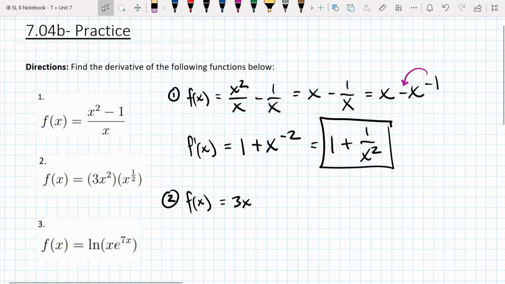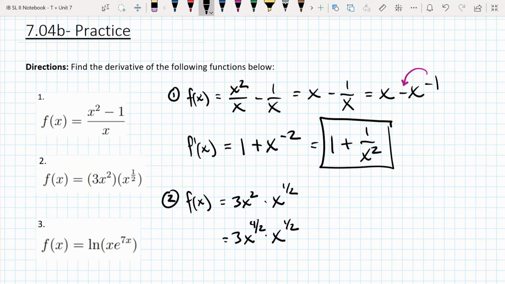So we have 3x squared times x to the 1/2. Well, this is the same thing as 3x to the 4 over 2 times x to the 1/2. Remember, if we are multiplying two terms with the same base, the exponents will add, and so this becomes 3x to the 5 over 2.